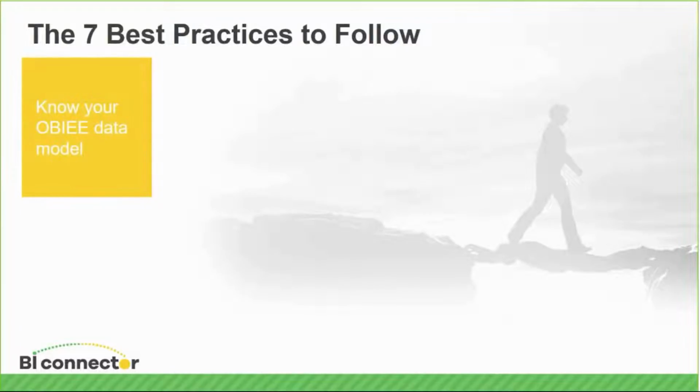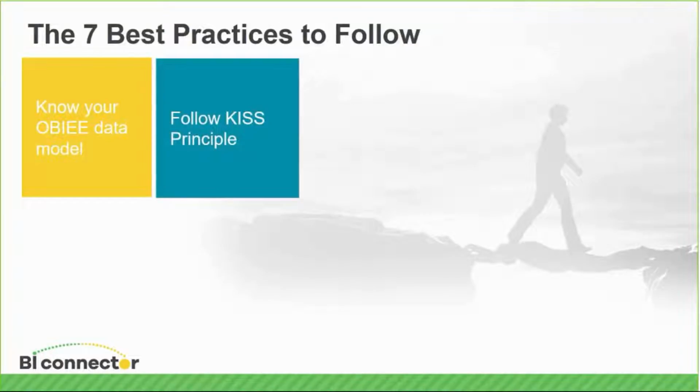The first one is you have to know your OBIEE data model. This is important because you want to be able to build the analysis on top of the OBIEE data model. So it's good to understand that OBIEE data model, what it is, what it looks like, what the folders are, what the subject areas are, which folders and which columns will get you the right results, and so on. The second one is follow the KISS principle. Basically, keep it simple.